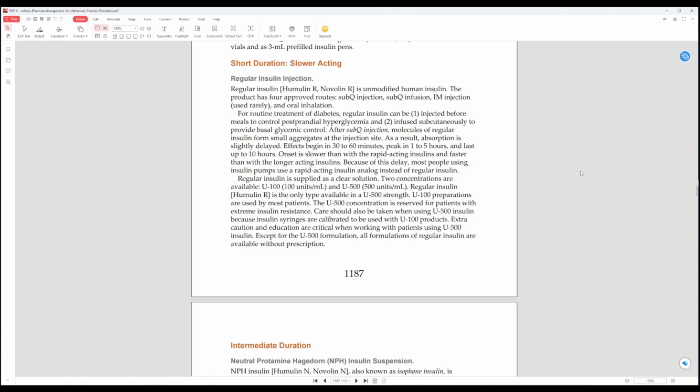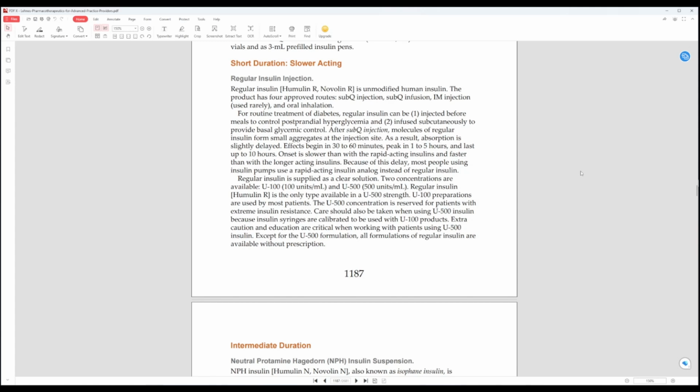After sub-Q injection, molecules of regular insulin form small aggregates at the injection site. As a result, absorption is slightly delayed. Its effects begin in 30 to 60 minutes, peak in 1 to 5 hours, and last up to 10 hours. Onset is slower than with the rapid-acting insulins and faster than with the longer-acting insulins. Because of this delay, most people using insulin pumps use a rapid-acting insulin analog instead of regular insulin.